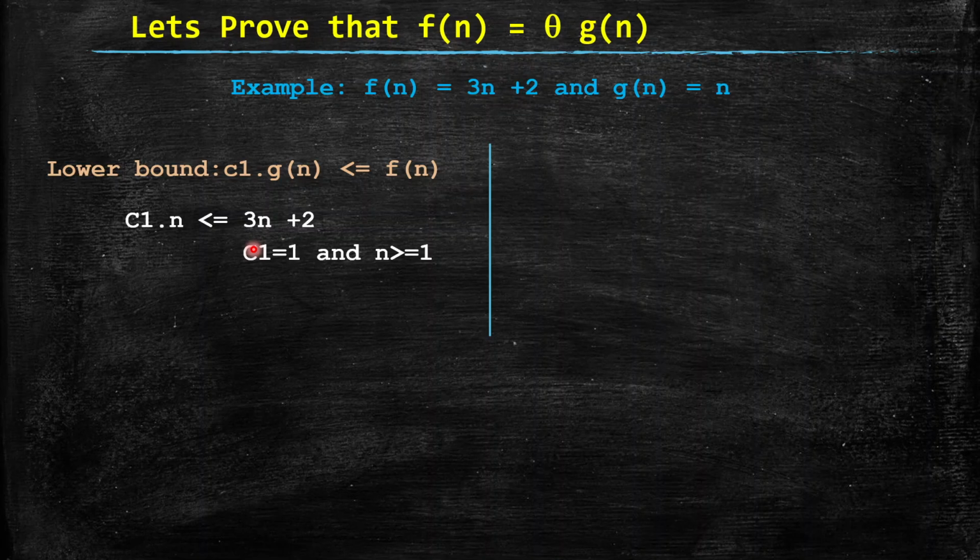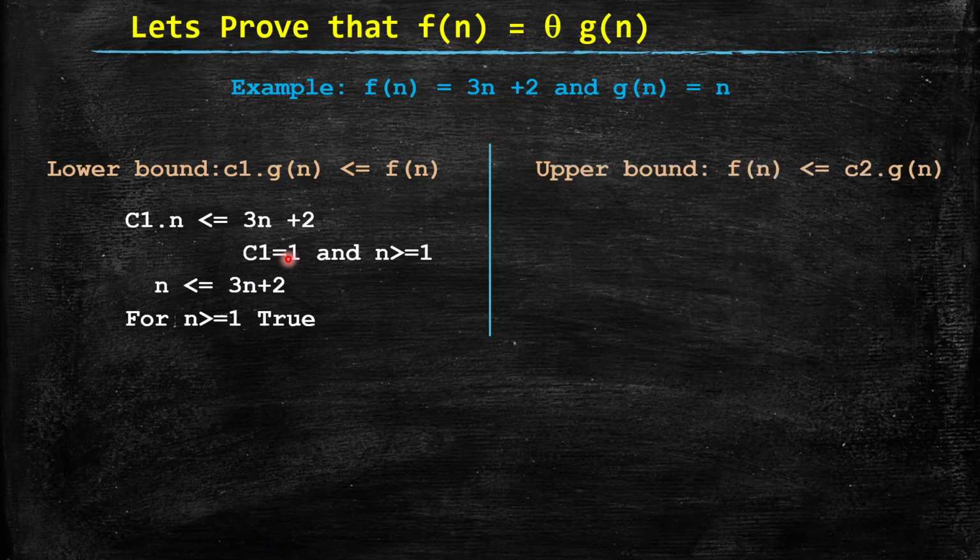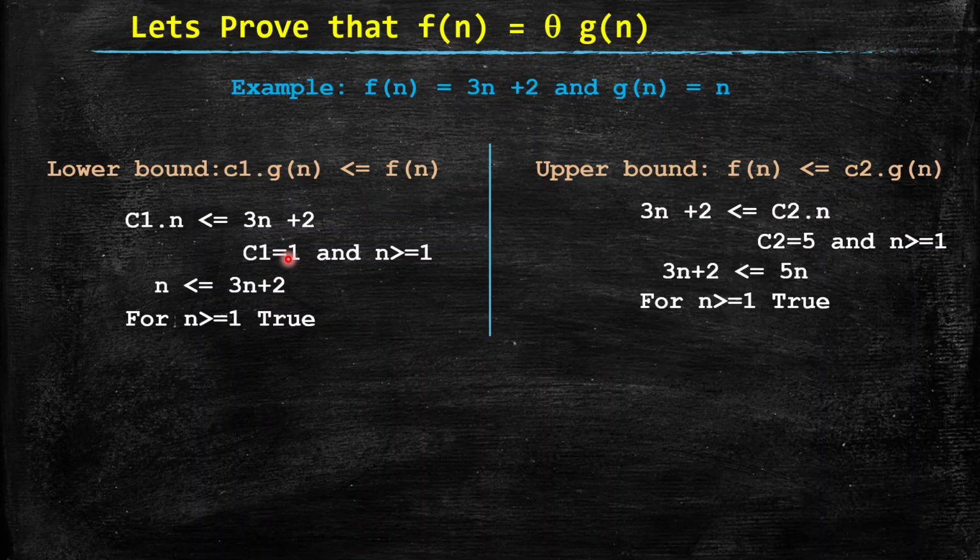Big omega is the least case, so we can say this is always less than the function. Here C1 equals 1 and n is greater than 1. So if you take C1 equal to 1, then it's always true. But for the upper case, C2 gn is always greater than the function. If you compare with C2 equal to 5, you can find this is also a true condition.